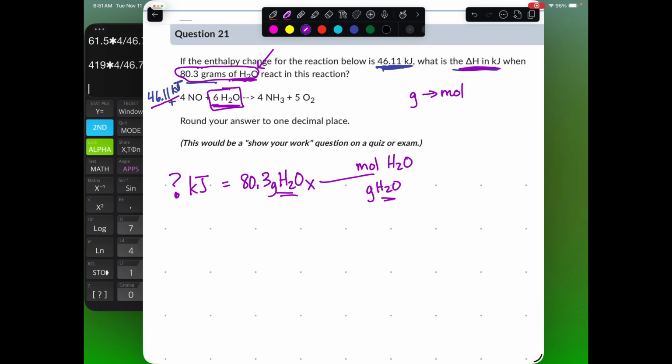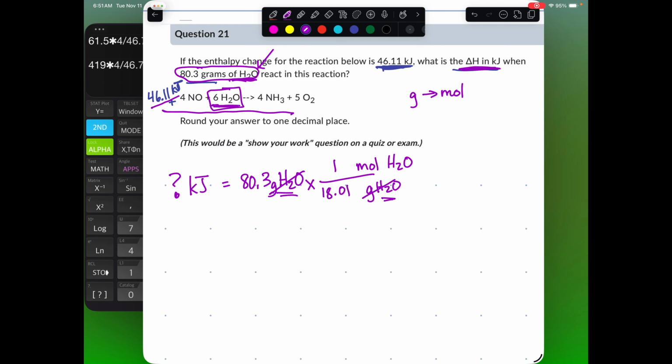So I'll take that to moles of water using the molar mass from the periodic table. I happen to know this one. If you don't, pull out your periodic table and calculate it. It's 18.01 grams of water for every mole of water. That's 2 hydrogens and 1 oxygen. So I've got grams of water. I want to know how many kilojoules. My equivalence in this reaction is kilojoules and moles of water, so that's the path that I take.